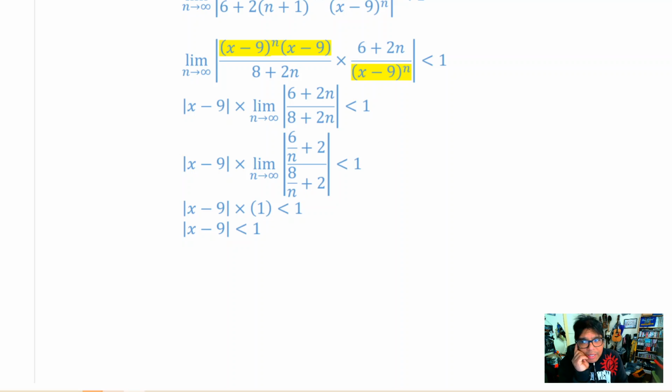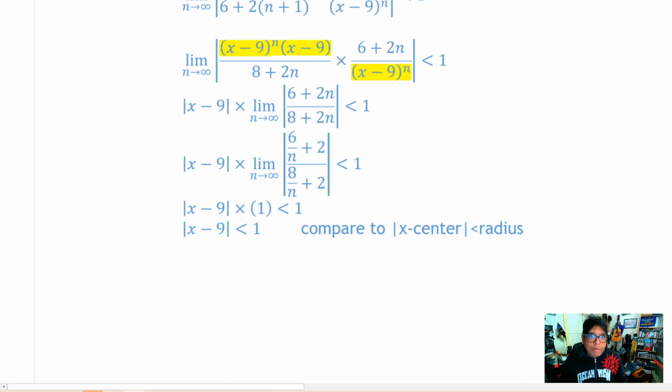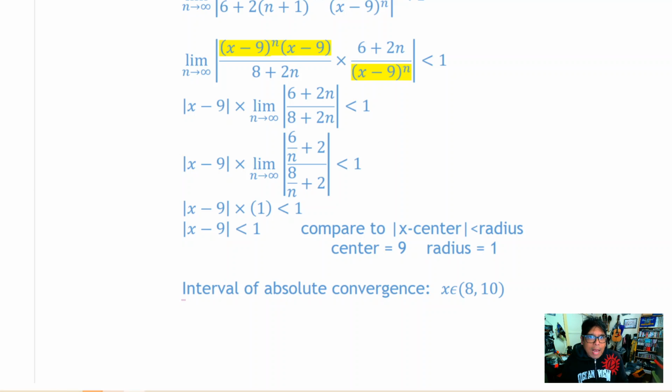Now what this last statement says is that the limit of the ratio is the absolute value of x minus 9. And if the absolute value of x minus 9 is less than 1, then the series is going to converge. Like every power series, we're going to compare that to |x minus center| is less than the radius. So the center is 9, and the radius is 1. So the interval of absolute convergence is the interval from 8 to 10.